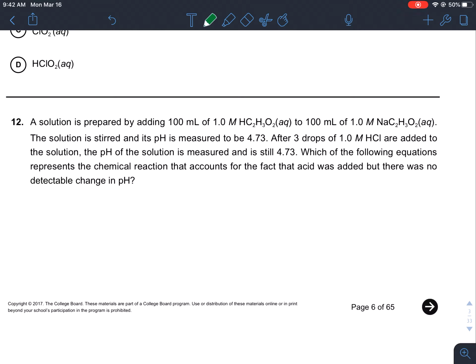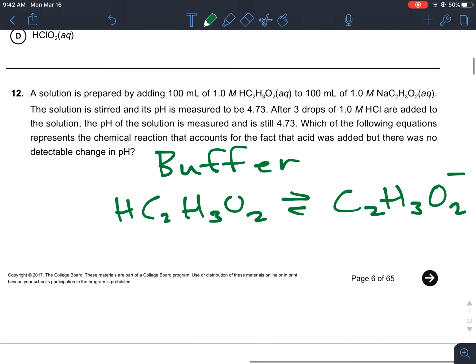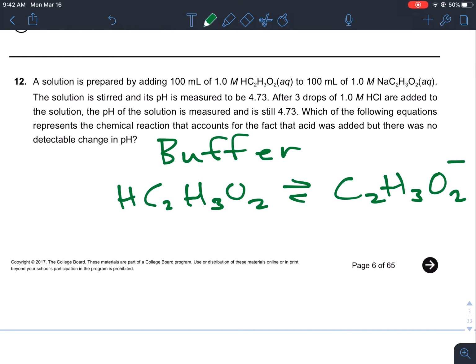Which of the following equations represents a chemical reaction that accounts for the fact that the acid was added but there is no detectable change in the pH? Okay, if there is no detectable change in the pH, then this is what we call a buffer. That means you have your acid, HC2H3O2, and you have your anion, okay? You have to have these two things.